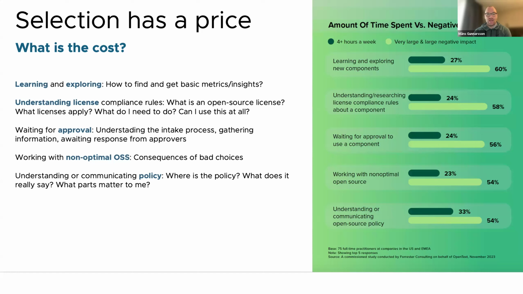And finally, we have understanding and communicating open source policy. Essentially, if you're a developer, where is the open source policy? What does it say? What does it mean? What parts matter to me? And in the same way, if you're an OSPO or in a similar role, how can I communicate the open source policy effectively to the development teams? So now we will go into each of these areas in a bit more detail.